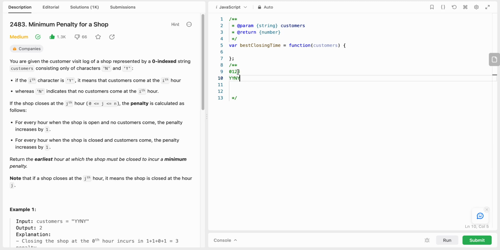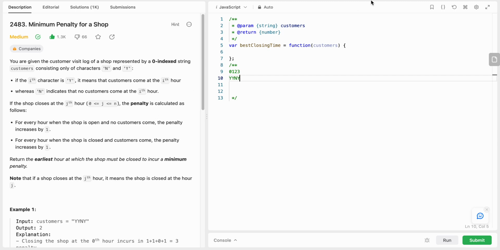Now what about if we close at I equals to 3? So in that case the shop is open for I equals 0 1 and 2, right? And we can see that at I equals to 2 there are no customers, so that's penalty of 1. And again for I equals to 3, when the shop is closed, there are customers coming in for 1 hour, so our penalty equals to 2 over here. So this is how we are going to find the penalty. Now what we need to return is the earliest hour at which the shop must be closed to incur a minimum penalty.